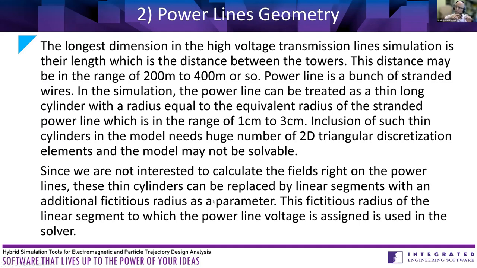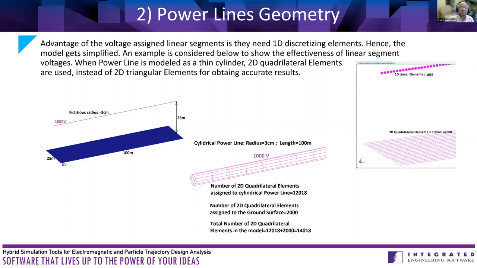Geometry wise, it will look like a linear element, but we attach a parameter saying its radius. Now you see here, the advantage of voltage-assigned linear segments is that they need 1D discretization elements. Can you see on this picture, the linear conductor is divided into 1D, one-dimensional linear elements. On the ground, the mesh I'm showing here is 2D quadrilateral elements.